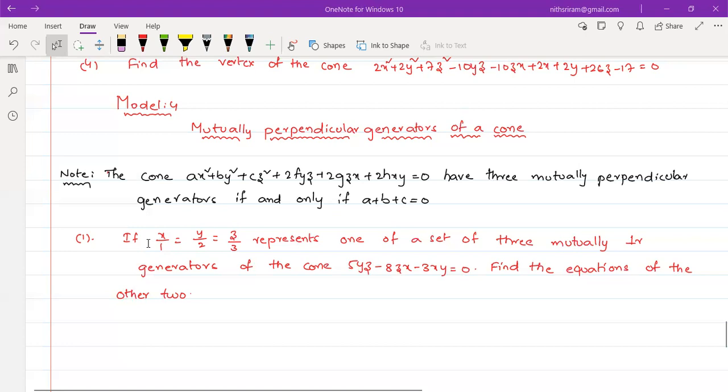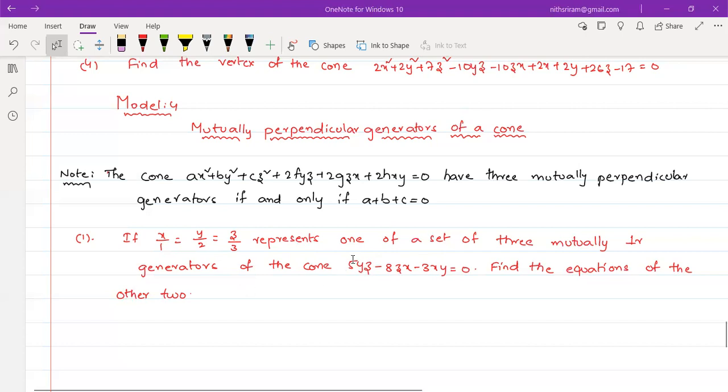In the problem, it was given that x by 1 is equal to y by 2 is equal to z by 3 represents one of the three mutually perpendicular generators. Here, a generator is nothing but a line equation, of the cone. So this is the cone equation. Now we have to find the equations of the other two, it means we have to find the other two generators of the cone.